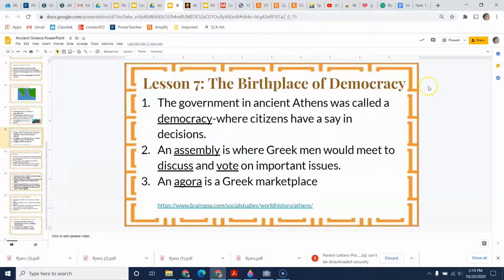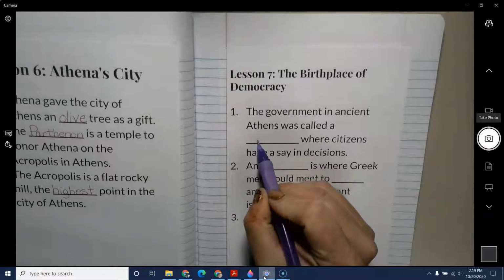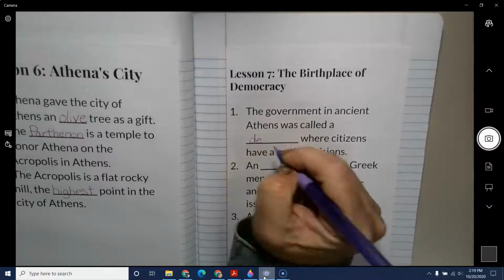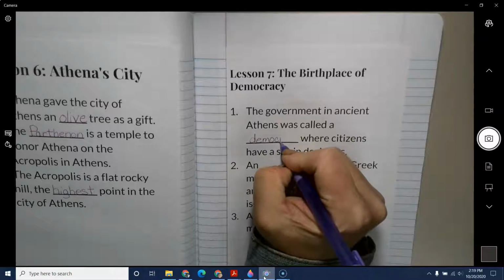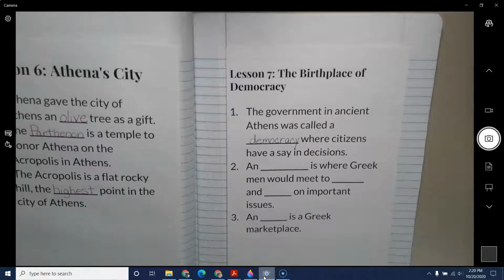So the government in ancient Athens was called a democracy, where citizens have a say in decisions. For instance, they get to vote and do other things. So in our notes, we're going to go ahead and write in the word democracy here. D-E-M-O-C-R-A-C-Y. Democracy.